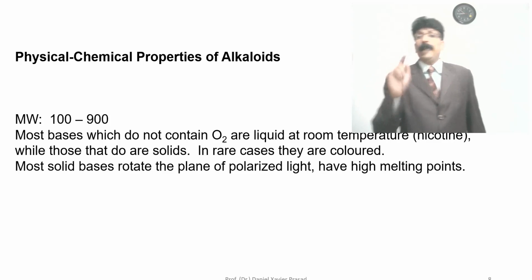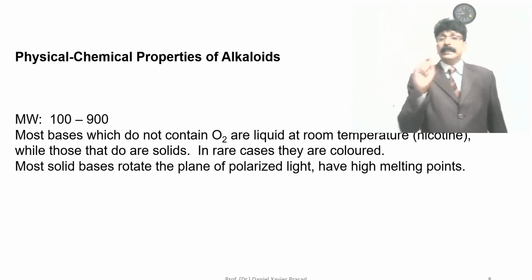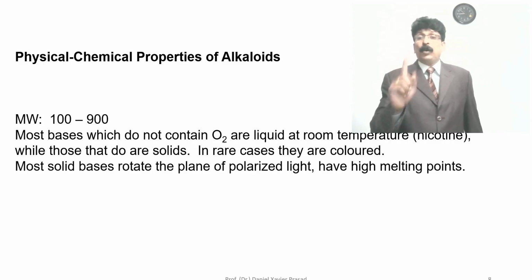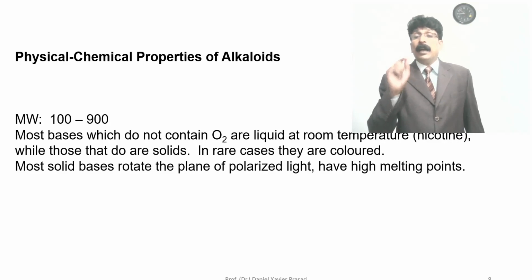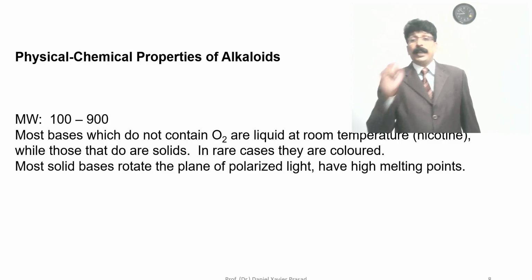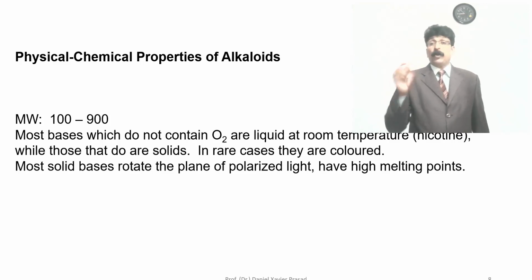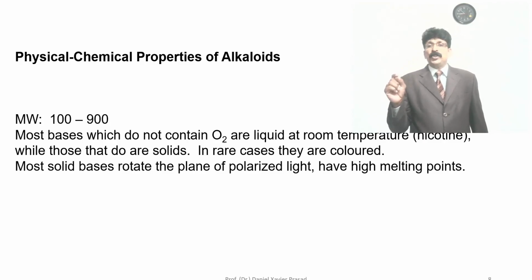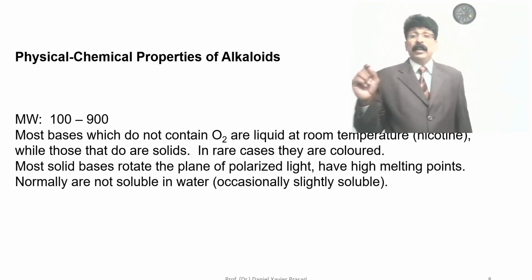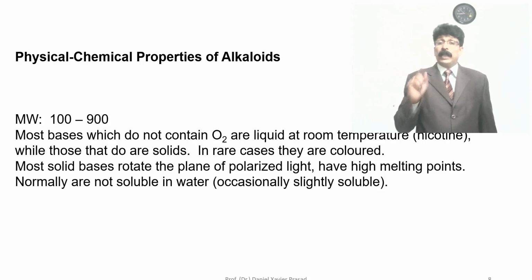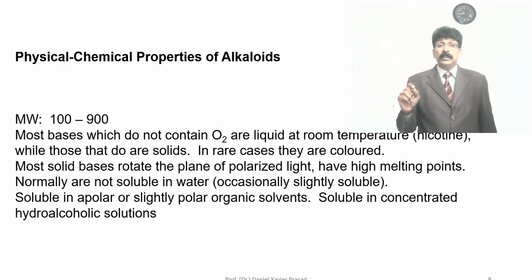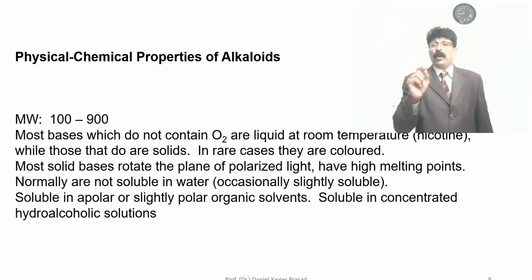An isomeric system can be seen. In polarized light, they will rotate in R and L configuration, or you can say right and left, that is levorotatory and dextrorotatory, obtained by means of the presence of a chiral carbon atom. You can pronounce it in two ways. They have high melting points and normally are not soluble in water, occasionally slightly soluble, some of the alkaloids. Soluble in apolar, that means non-polar solvents, or low polar solvents.